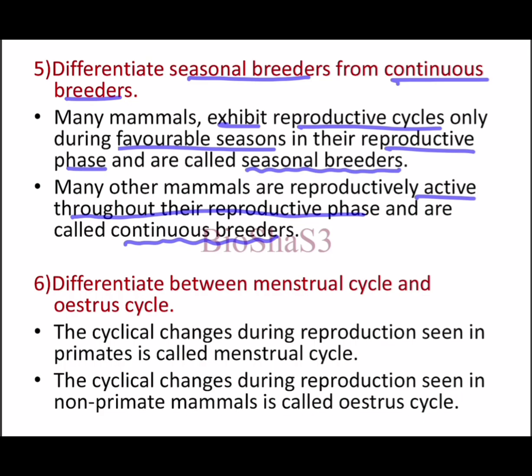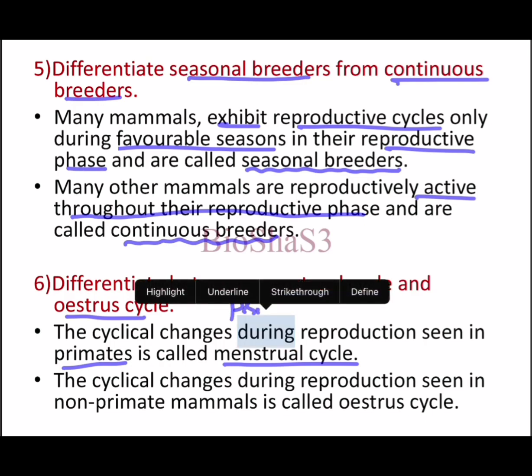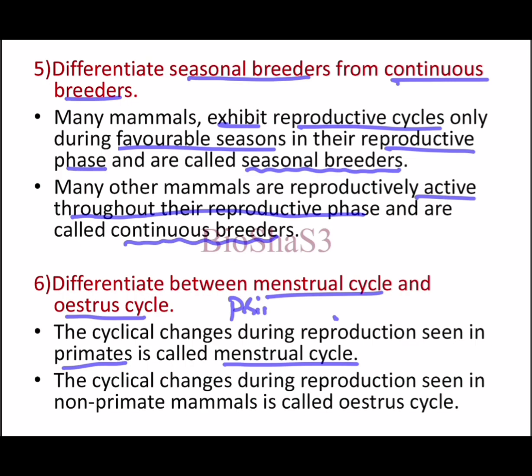Next, differentiate between menstrual cycle and oestrous cycle. The cyclical changes during the reproduction seen in case of the primates, you call it a menstrual cycle. In case of the non-primate mammals, we call it an oestrous cycle. The cyclical changes during reproduction seen in case of the non-primate mammals, we call it an oestrous cycle.